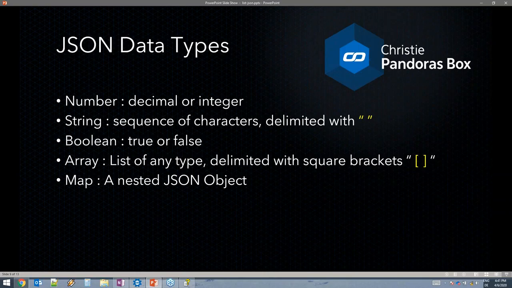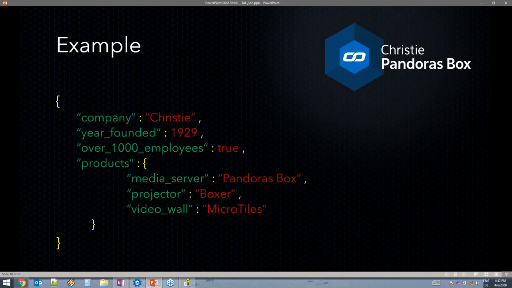So it's a nested JSON object. You can put even more JSON objects within one JSON, which is something you're going to do later in the example project. Okay, let's take a look at an example. What does it look like? Something like this. So what we have here is a data set about a company called Christie, enclosed by the curly brackets.